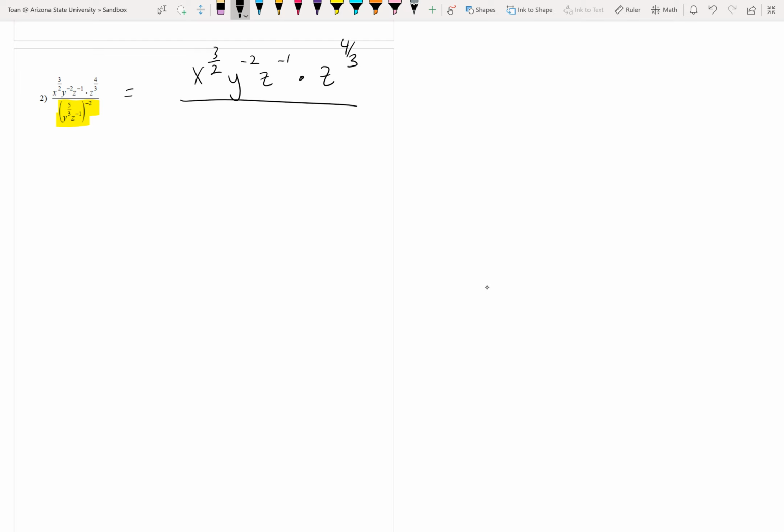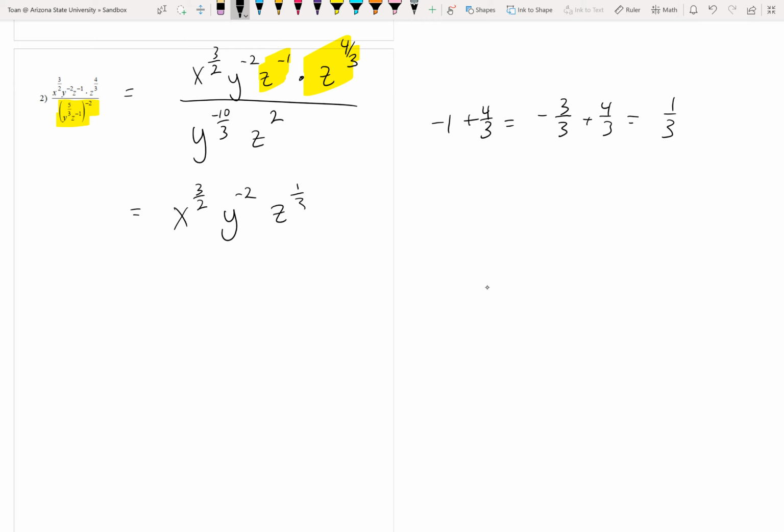4/3 over, and then distributing the exponent of negative 2 gives me y to the negative 10/3, z to the positive 2. Next, I'm going to clean up the numerator. I have the product property with the z's here. So this gives me x to the 3/2, y to the negative 2. And then for the z's, I would need to do negative 1 plus 4/3, which is negative 3 over 3 plus 4/3, which is 1/3. y to the negative 10 thirds z squared.